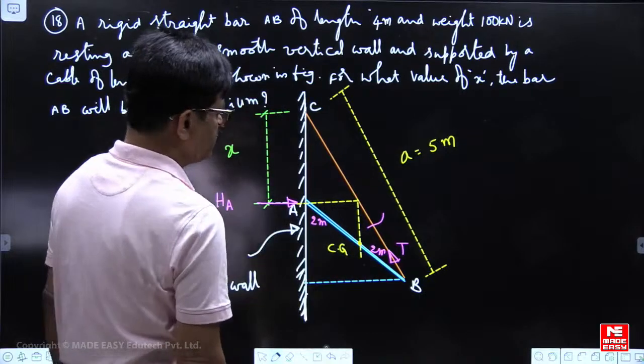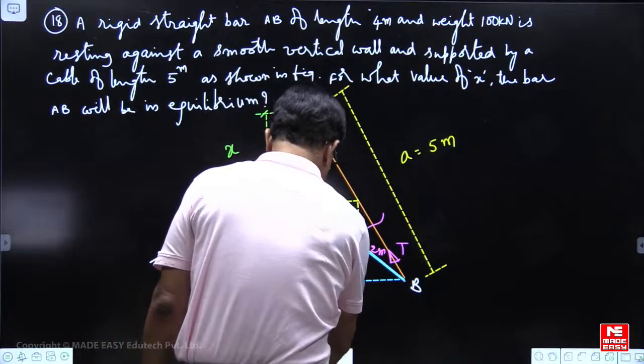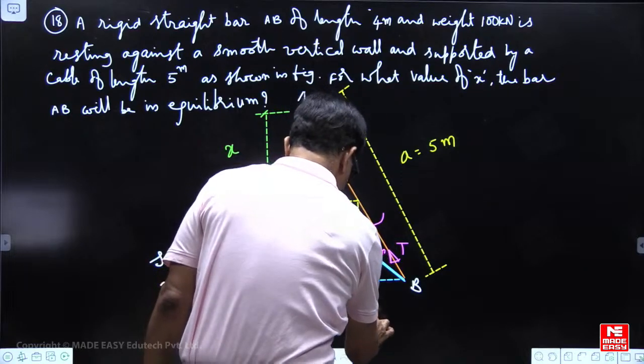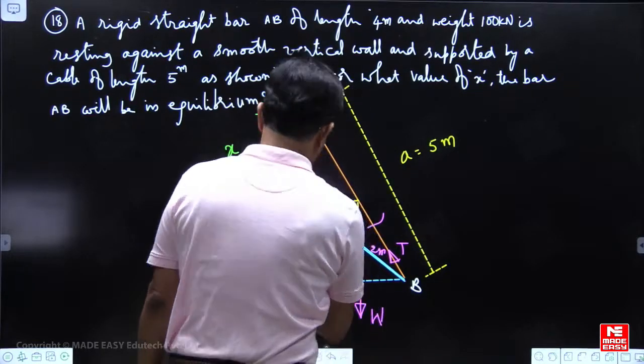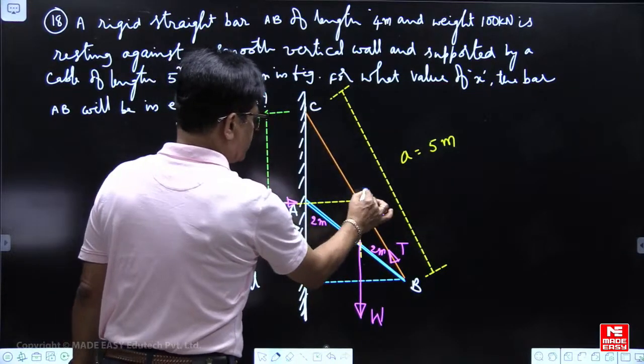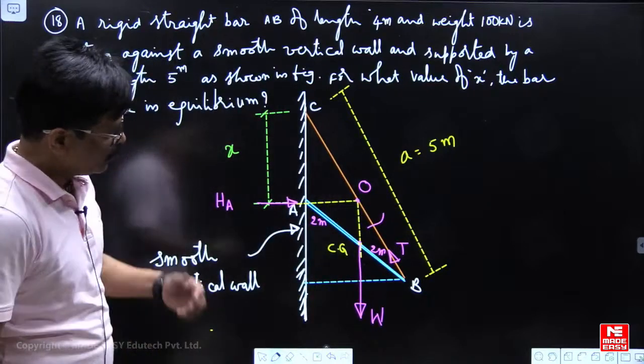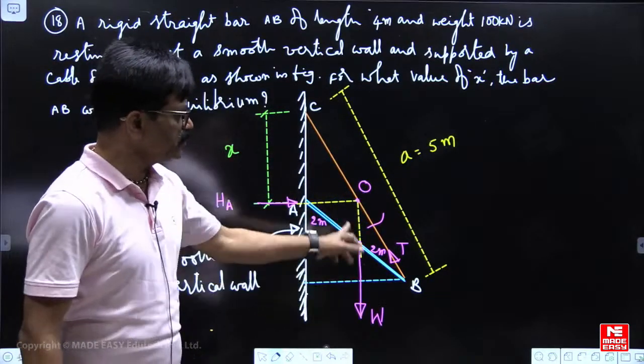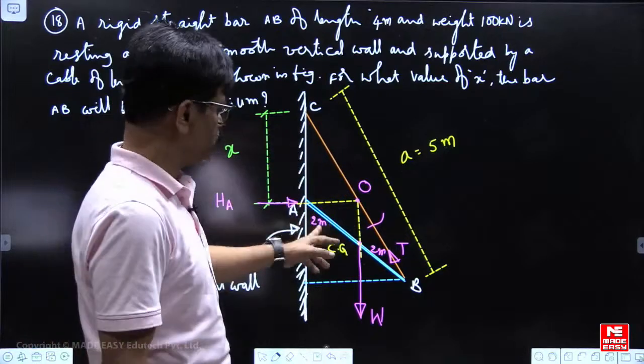This is the CG of the bar, and here weight will act. This is a horizontal reaction. This point, let us say some O. Now HA, W, T, all the three forces are meeting at O.